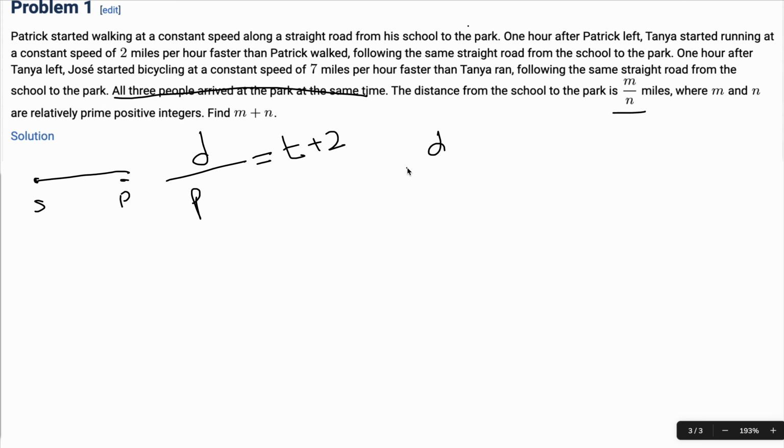Next, we know that d over p plus 2 is equal to t plus 1, since this only took 1 more hour than Jose. They did the same distance, but Tanya was 2 miles per hour faster. Finally, d over p plus 9 is equal to t, since Jose bikes 7 miles per hour faster than Tanya, so that's p plus 2 plus another 7, so it's p plus 9. They travel the same distance, and it's only t hours. And so we basically have 3 equations, 3 variables, and we just have to bash and solve it.